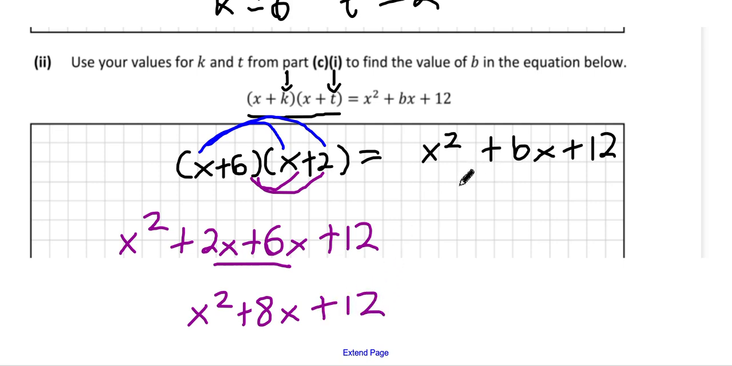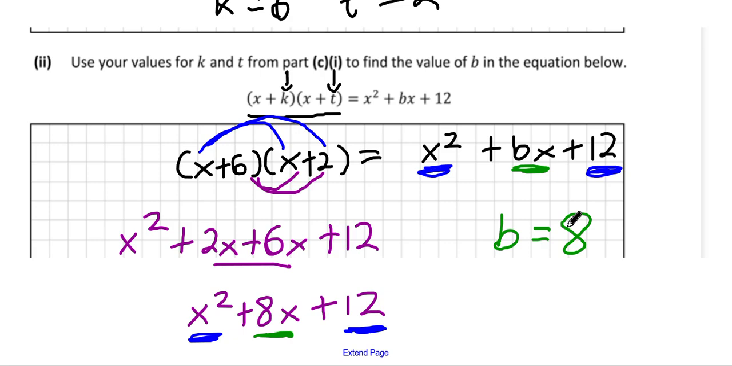Now compare it to the other side. We have an x squared. We have an x squared. We have a 12. We have a 12. We have an 8x. And we have a... what does that mean? B must be A. Yeah, that's it.